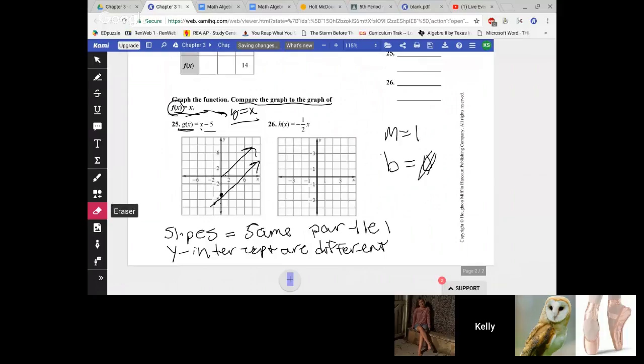All right, let's do number 26 just to make sure, because on this one, the slopes are definitely not the same. The slopes are different on these two.